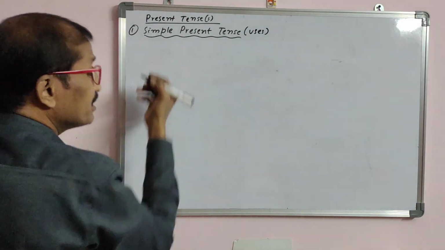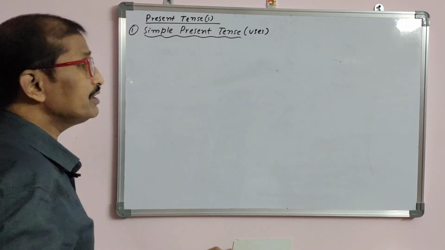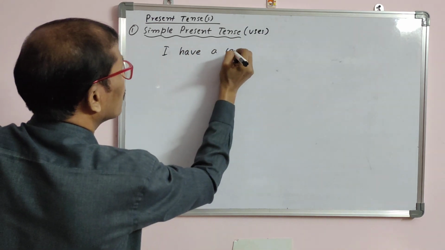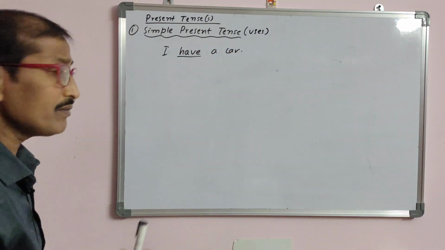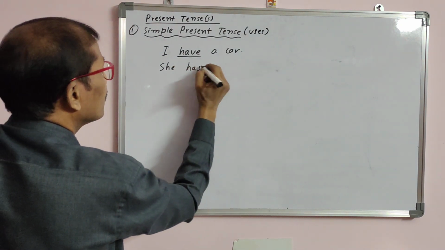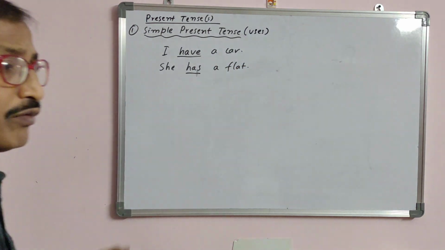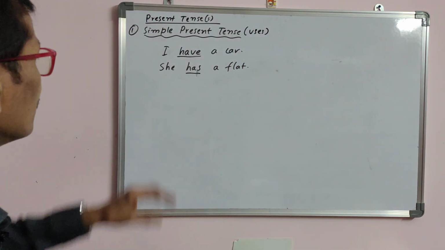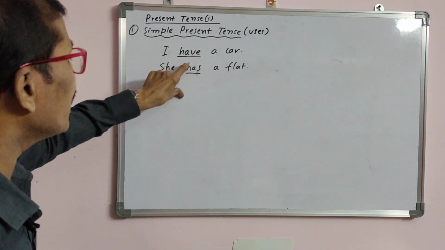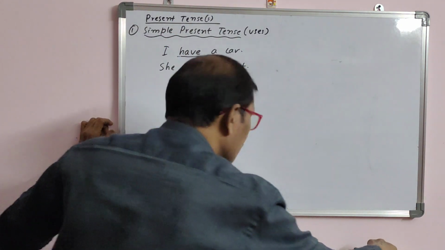Next point, present possession. I have a car. She has a flat. So what we possess at present, we can show with has and have. This is also there.